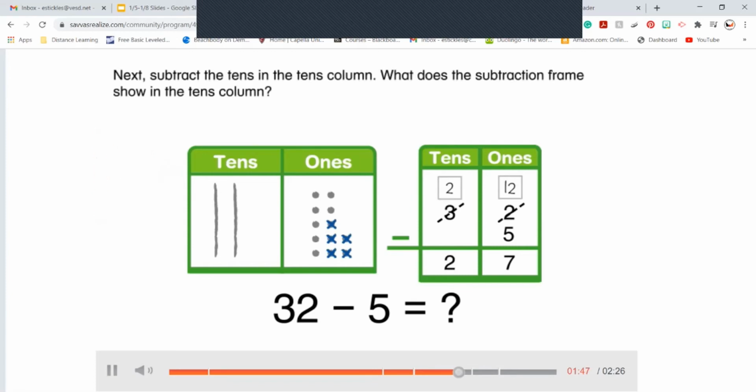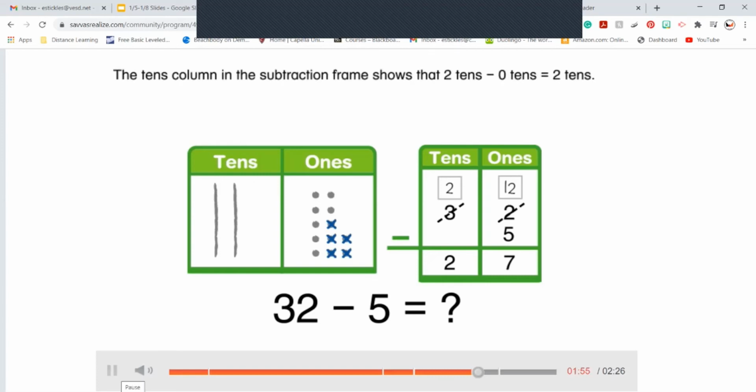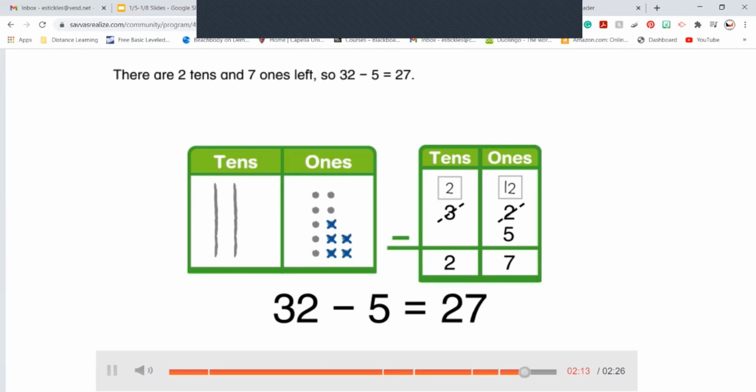Next, subtract the tens in the tens column. What does the subtraction frame show in the tens column? In the tens column, it shows 2 tens, take away 0 tens, because we're not subtracting any, equals 2 tens. The tens column in the subtraction frame shows that 2 tens minus 0 tens equals 2 tens. There are 2 tens and 7 ones left, so 32 minus 5 is equal to 27.